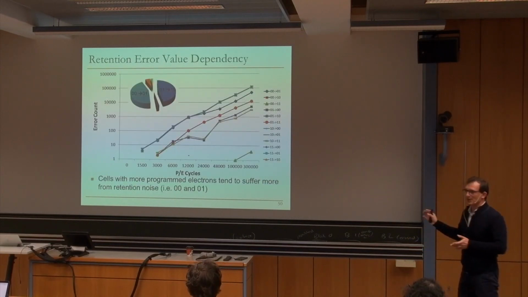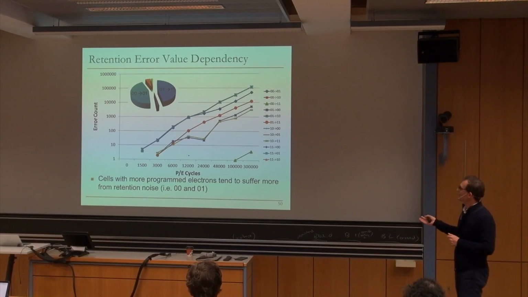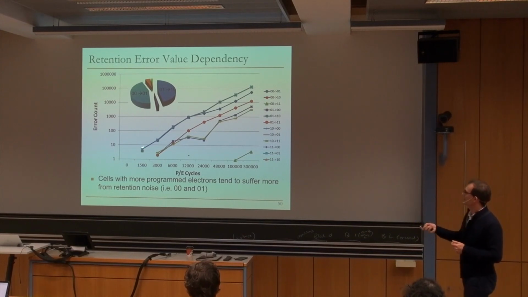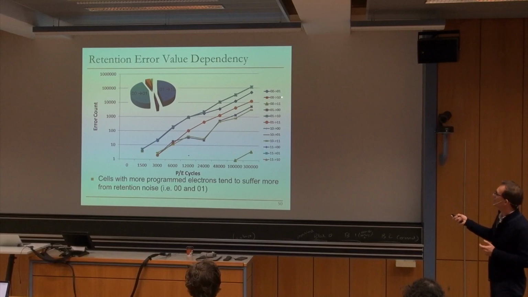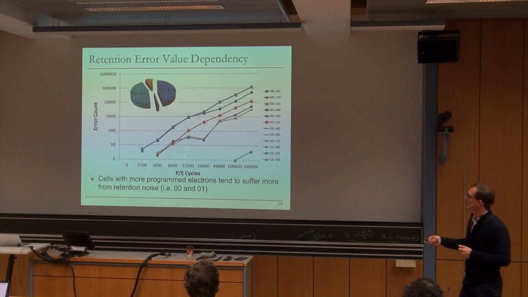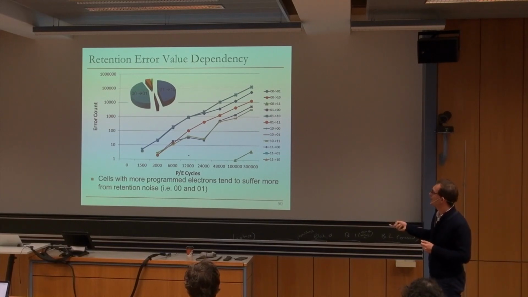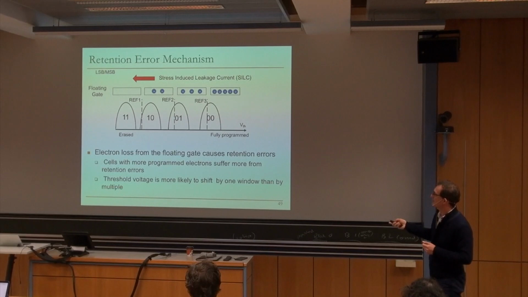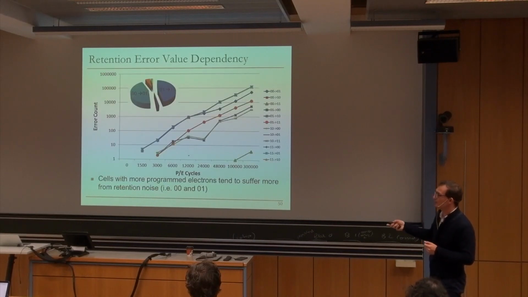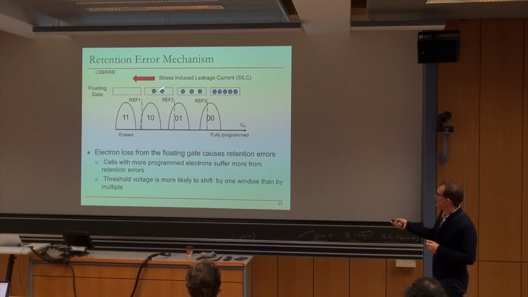And it's very similar to DRAM. There's value dependency in these errors. This basically looks at the value dependency of the retention errors. And it turns out cells with more programmed electrons tend to suffer more from these retention errors. So going from 0, 0 to 0, 1 is the highest fraction of the errors, as you can see. And those are the states that have more electrons, as you can see over here.